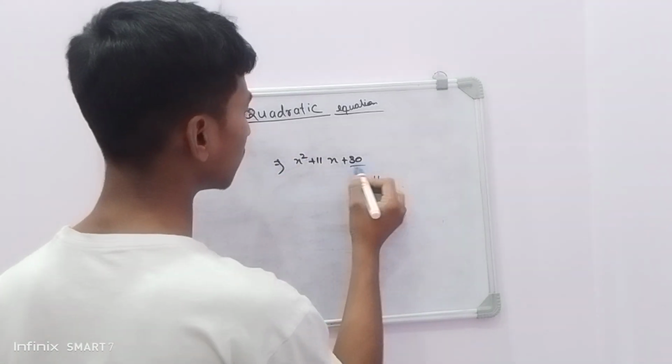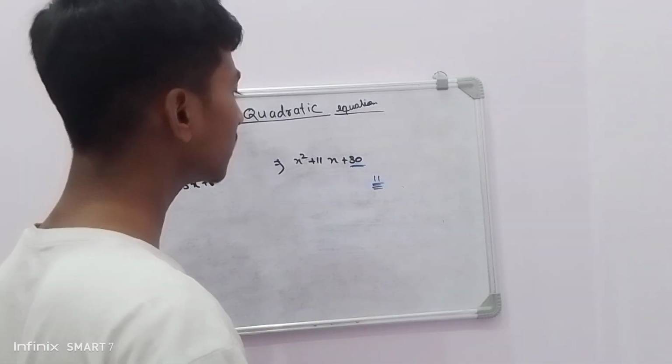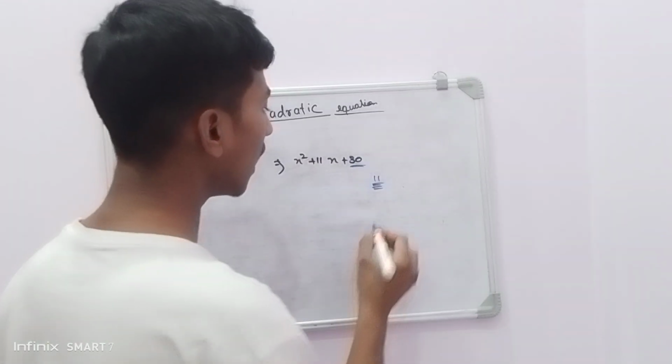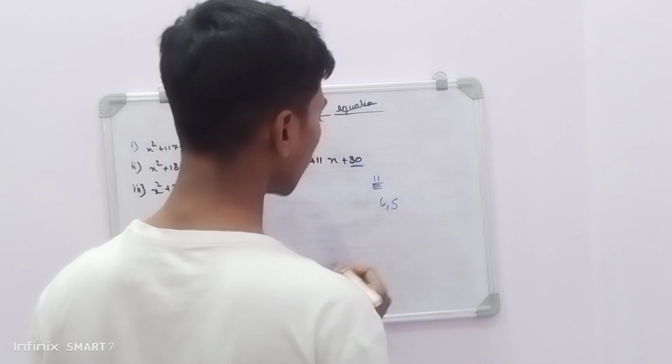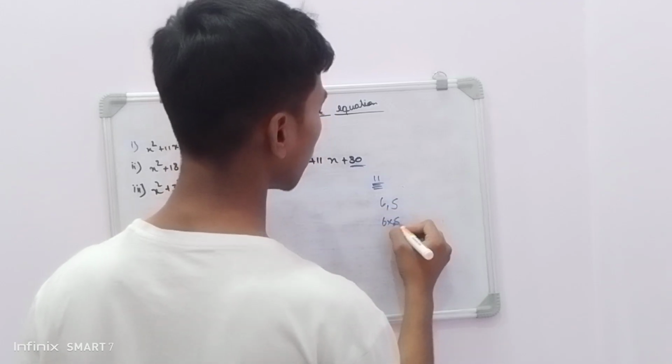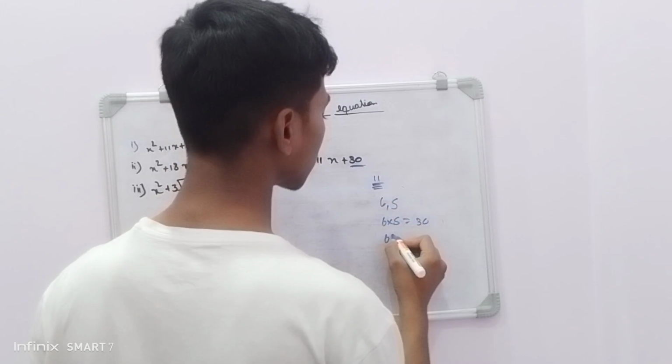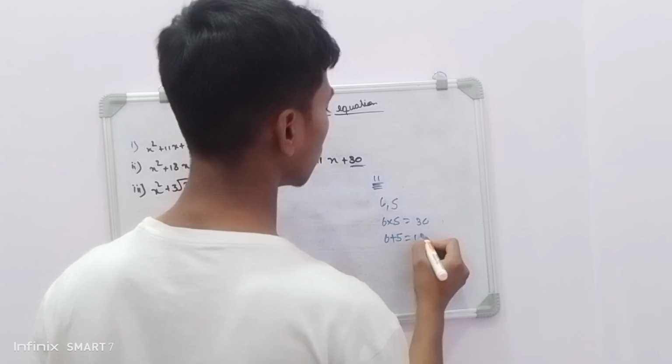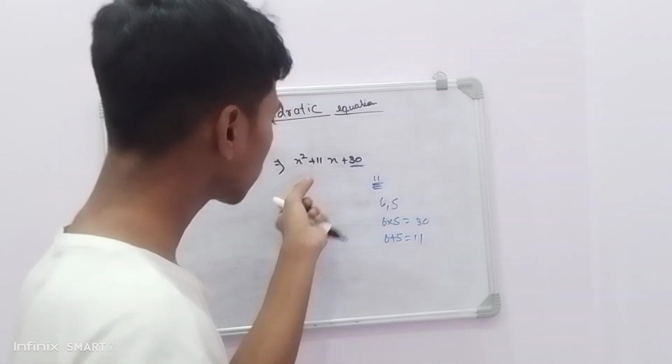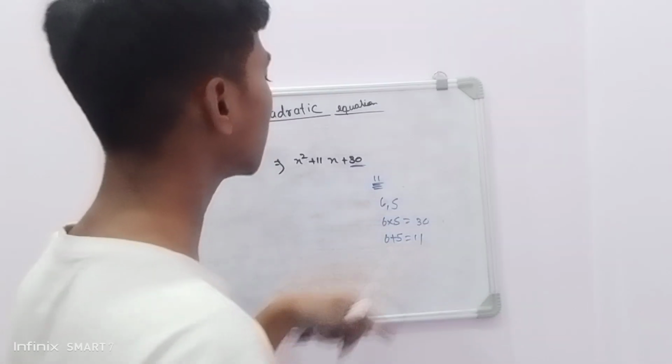So the product of those numbers is 30. How could you split this? You could split it as 6 and 5. The product of 6 and 5 is equal to 30, and the sum of 6 plus 5 is equal to 11. So you could split the 11 as 6 and 5.